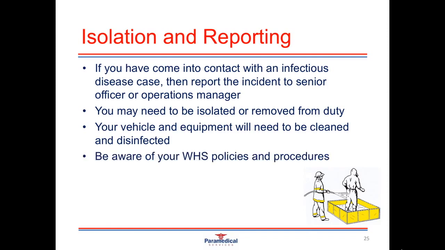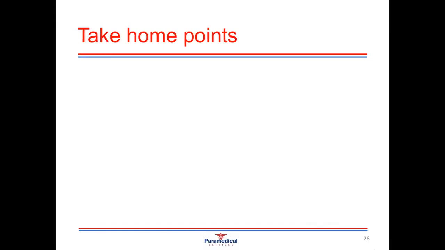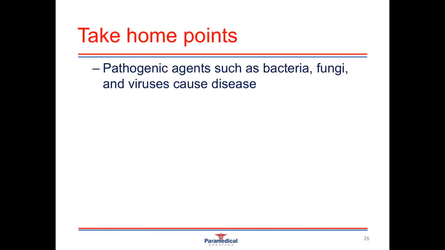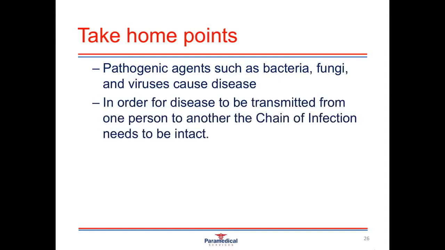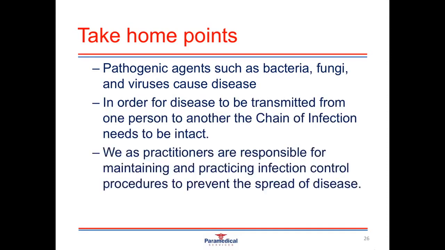Some take-home points in conclusion to this PowerPoint are: pathogenic agents such as bacteria, fungi, and viruses cause disease. In order for disease to be transmitted from one person to another, the chain of infection needs to be intact. We as practitioners are responsible for maintaining and practicing infection control procedures to prevent the spread of disease.